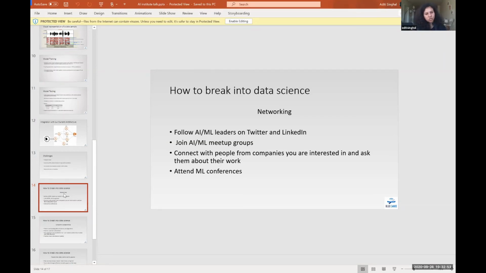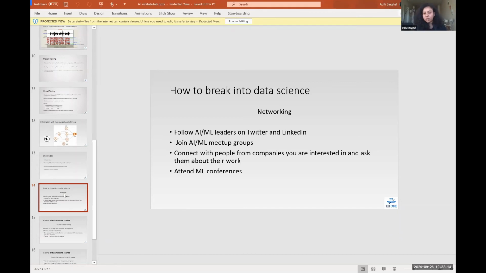And then there are various machine learning conferences happening around the world. Try to attend them. That again helps you understand what is happening in the ML/DL world around you. Some of the conferences are very expensive, and I understand everybody cannot afford it, but there are free conferences also happening. Try to register for them and attend them.